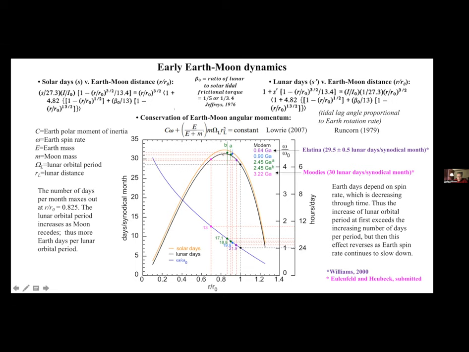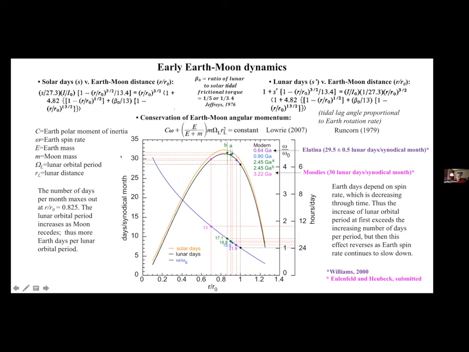And one thing to note is the Elatina is here at 640 million years ago. And that plots here and has 29.5 days. And so it plots at about 0.9, the Earth-Moon ratio of 0.9, and has a 21.9 hour day. On the other hand, the Moody's, based on Eulenfeld and Heubuch, who have submitted the paper where they have data that you can plot up, they found a 30-day lunar cycle, 30 lunar days per synodical month, and this corresponds to a 13-hour day. And so that's how you read this particular set of graphs.